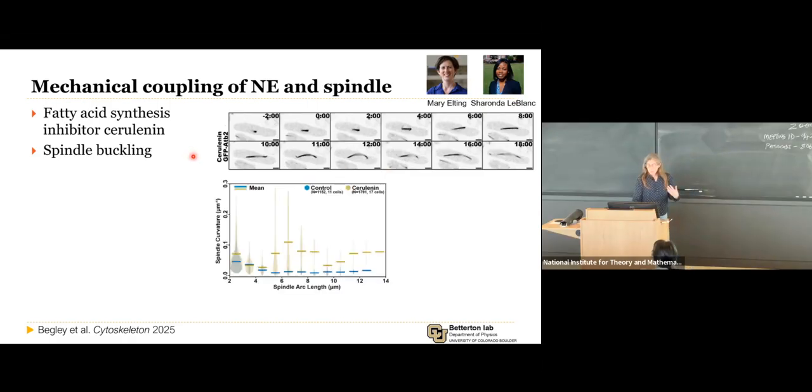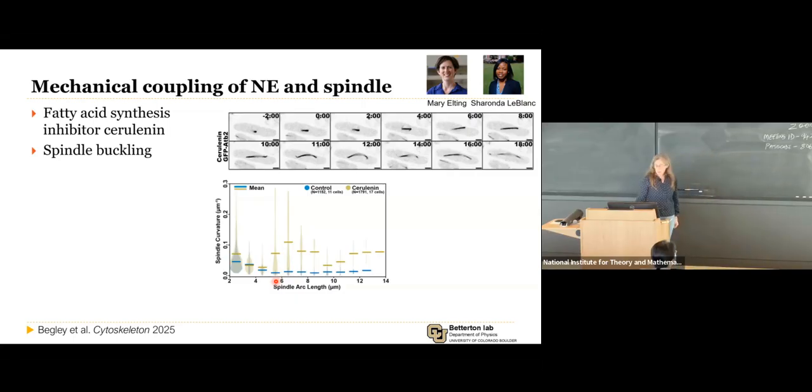And Mary did some additional quantification of this. So for example, here's a comparison of, as a function of the length of the spindle, what's its curvature, okay? And you can see that in control cells, so no drug, as the spindle elongates, there's maybe a little bit of curvature in the beginning when it's assembling, but the curvature stays quite low. Whereas the gold with the cerulenin treatment, starting at a length of about 5 microns, not every spindle curves, right? You can see there's a big distribution, but on average, there's significant curvature of the spindle.